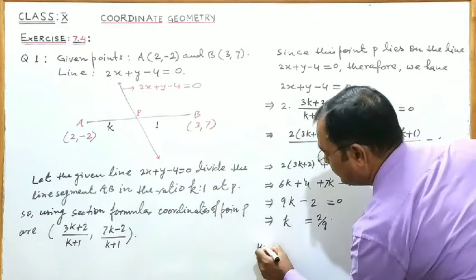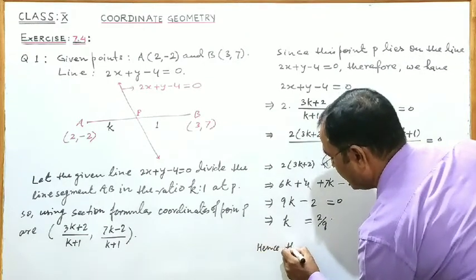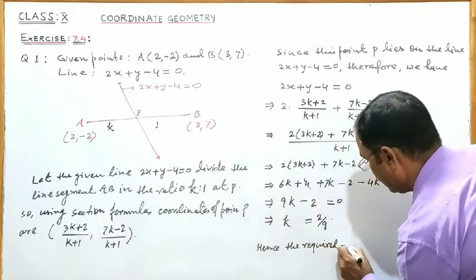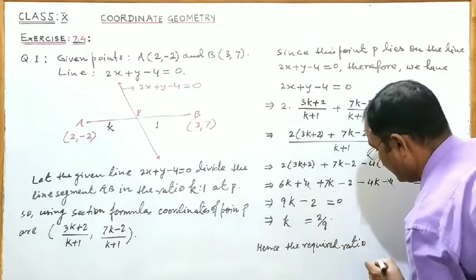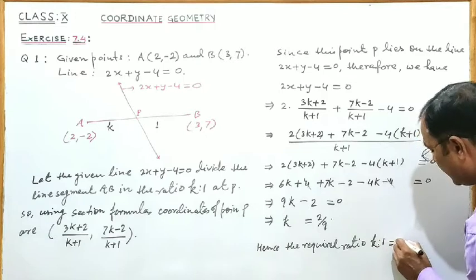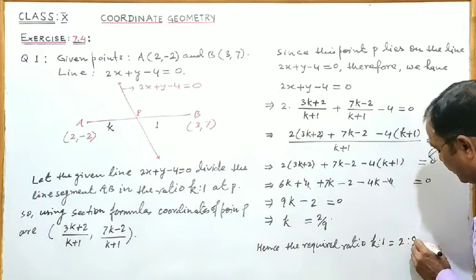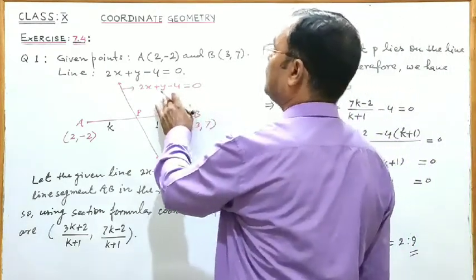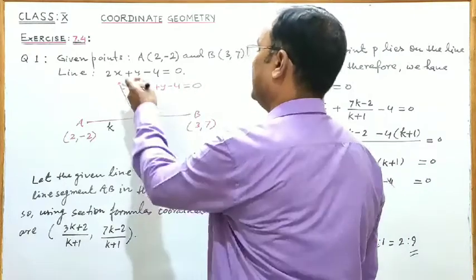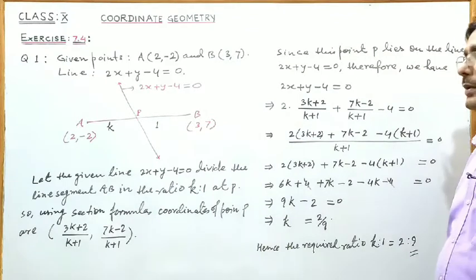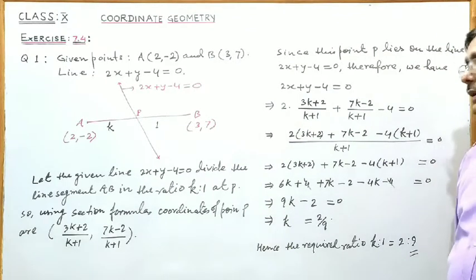Hence the required ratio k is to 1 is equal to 2 is to 9, and this 2:9 is the required ratio in which this given line 2x plus y minus 4 divides the line segment joining two given points A(2, -2) and B(3, 7).